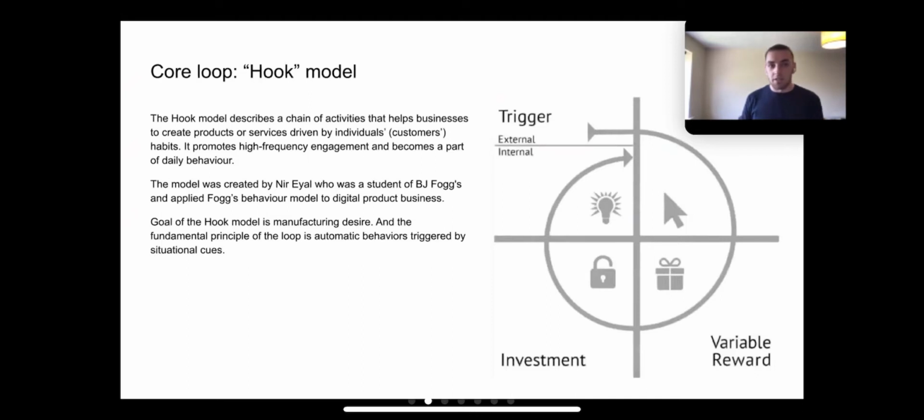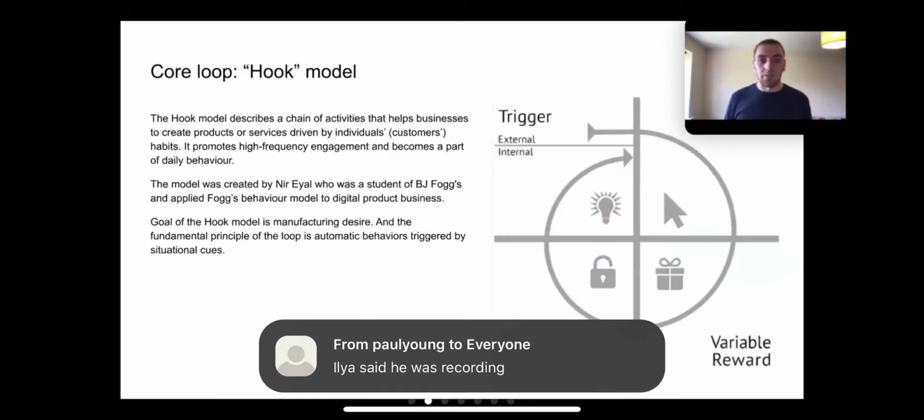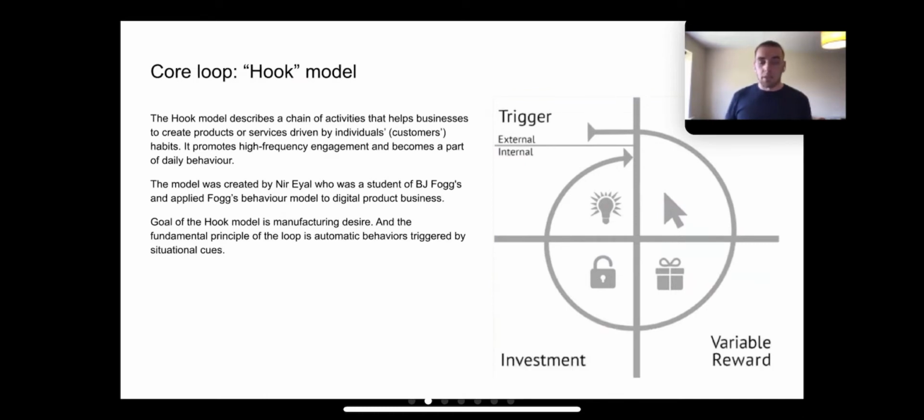The first of them is the Hook model. It's really popular for web services and digital services, mostly because it was created for them. This model is a continuation of the previous Fogg model. The previous model was created by BJ Fogg, and this one, the Hook model, was created by his student, Nir Eyal. And it literally continues, explaining what happens next.